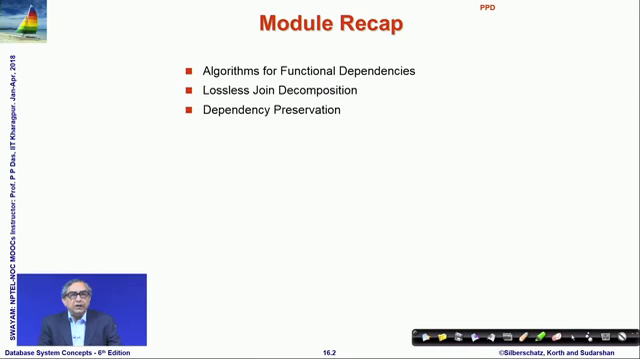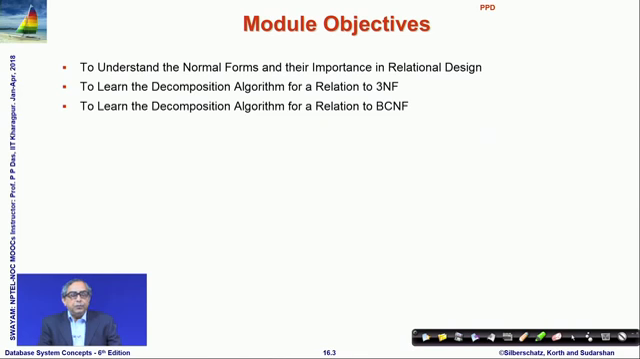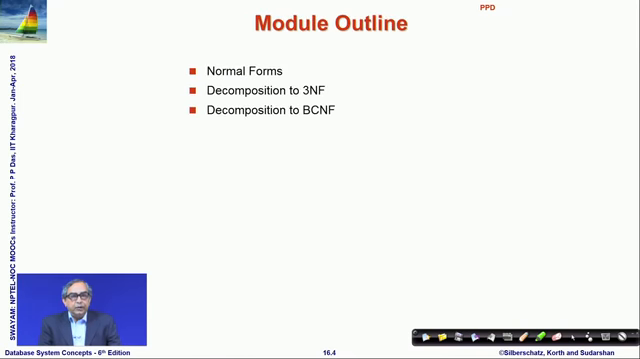Based on these foundational algorithms and concepts, in today's module we will get into understanding the core design aspects of relational databases, that is the normal forms, and how important they are in terms of the relational design. We will specifically learn about decomposition of a relational schema into the third normal form and into Boyce-Codd Normal Form, BCNF. So, our topics will be the normal forms, decomposition into 3NF and into BCNF.